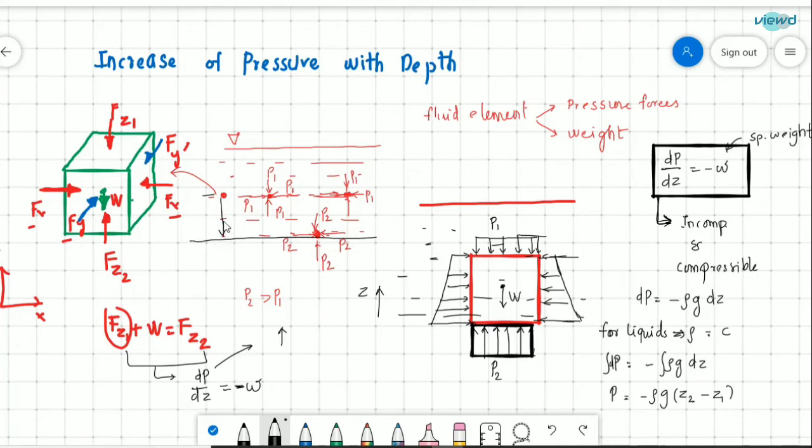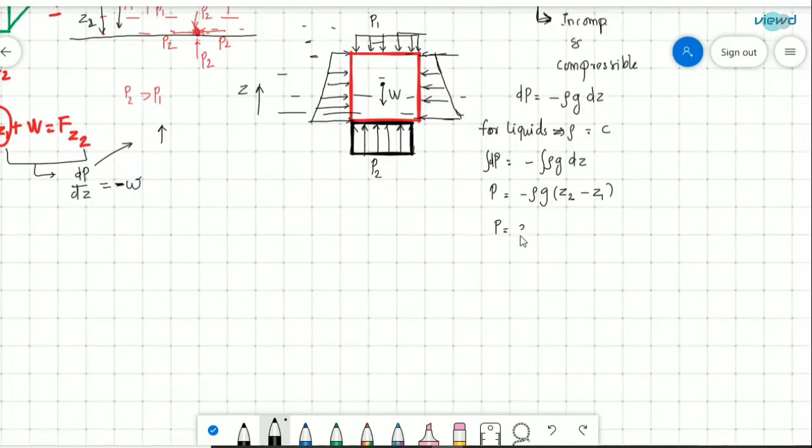Let us say this is the datum. This is z1, and this is z2. P is equal to rho g into (z1 minus z2). Let us say z1 minus z2 is equal to h. So P can be written as rho g h.